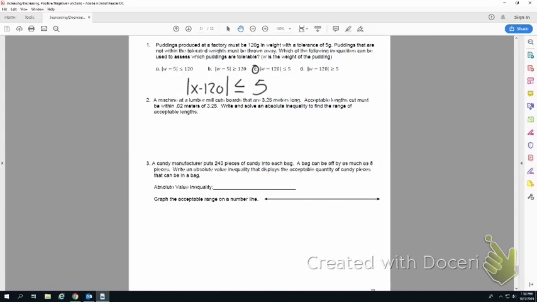Alright. Going to number 2, it says a machine at a lumber mill cuts boards that are 3.25 meters long. Acceptable lengths cut must be within 0.02 meters of 3.25. So inside the absolute value, I'm going to have x minus what?